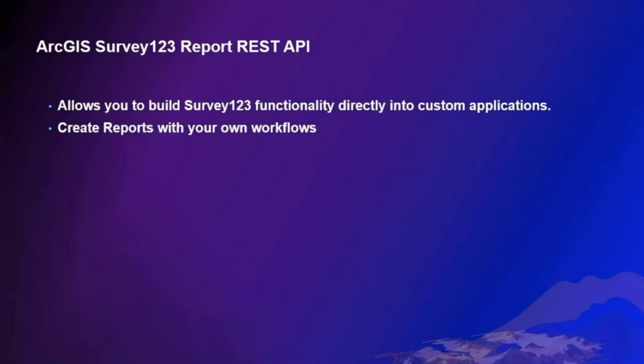Traditionally, to run reports, someone would need to do so from the ArcGIS Survey123 website. Using the Report REST API, you can create your own custom applications to generate reports in a way that is efficient and effective for your organization.